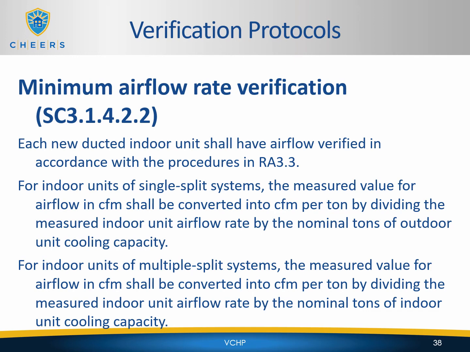For indoor units of single split systems, the measured value for airflow in CFM shall be converted into CFM per ton by dividing the measured indoor unit airflow rate by the nominal tons of the outdoor unit cooling capacity. For indoor units of multiple split systems, the measured value for airflow in CFM shall be converted into CFM per ton by dividing the measured indoor unit airflow rate by the nominal tons of indoor unit cooling capacity.